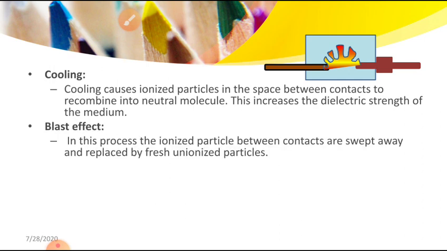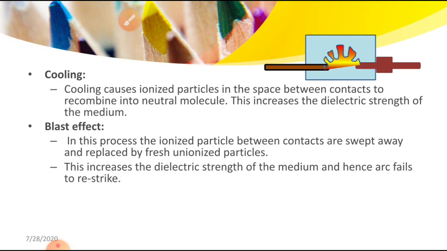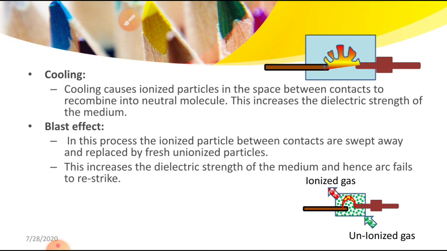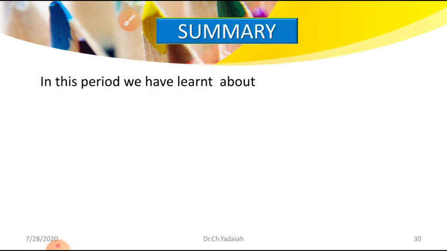Now the blast effect. How are we going to cool? By splitting, or lengthening, we are going to cool it. In the blast effect, the ionized particles between the contacts are swept away and replaced by fresh unionized particles. By puffing, we get these particles. This increases the dielectric strength of the medium and the arc fails to strike. You can see unionized particles enter in place of ionized particles. Ionized particles are low resistance particles. Unionized particles are high resistance particles. We have to fill with high resistance particles to avoid the arc.